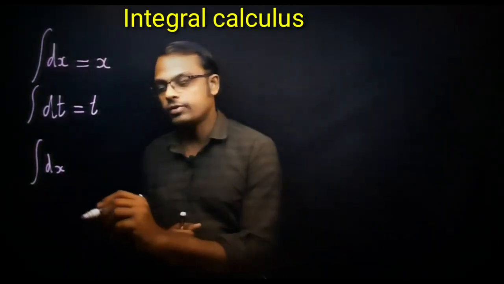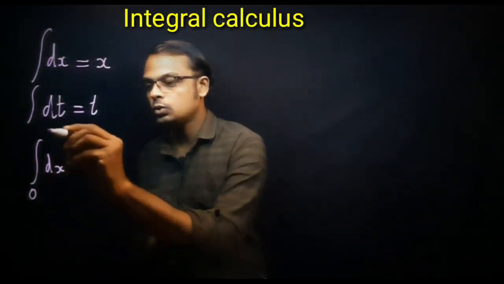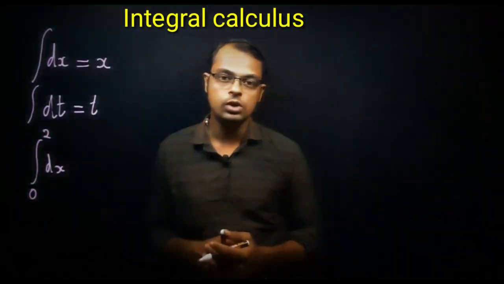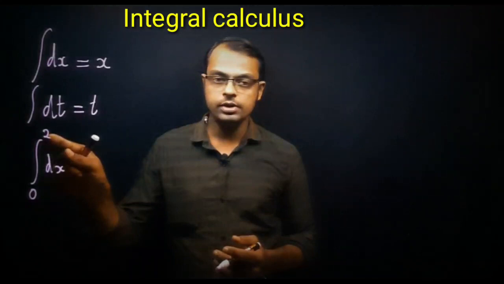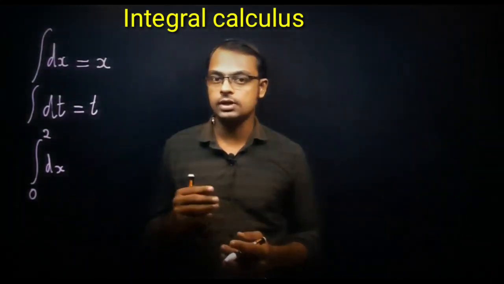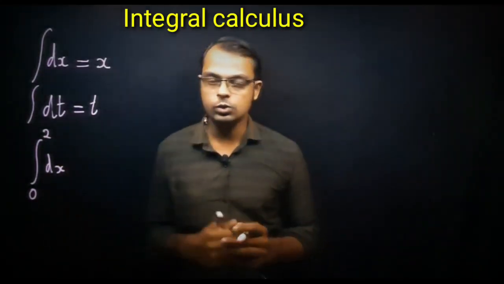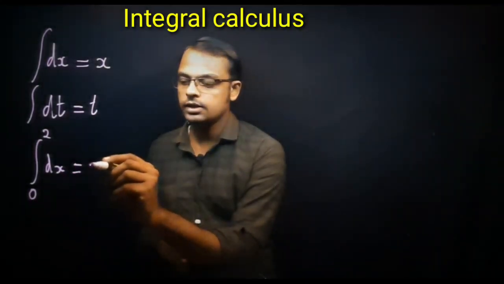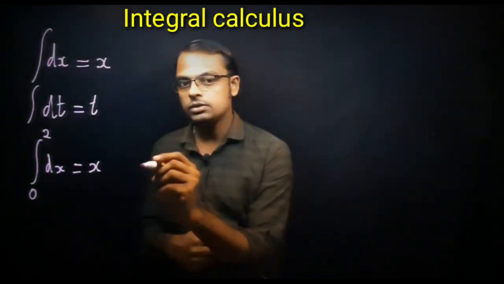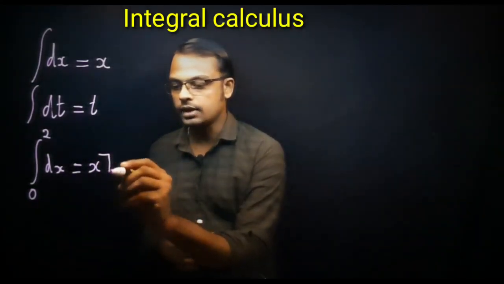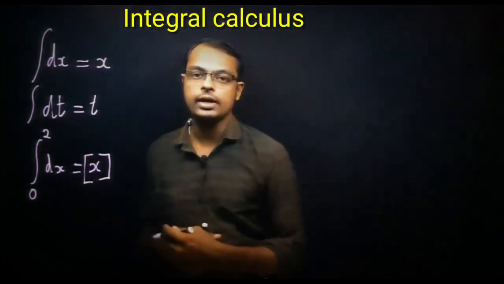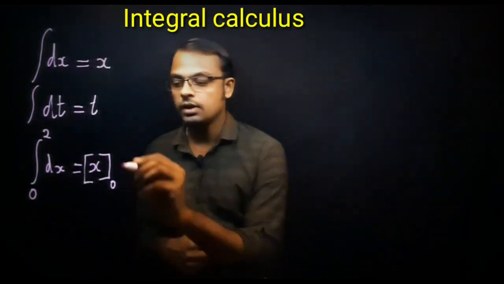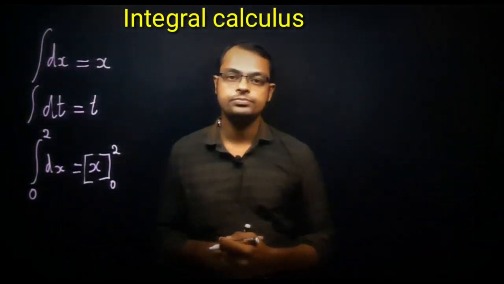Imagine it is varying from 0 to 2. That means the initial point is 0 and the final point is 2. Or lower limit is 0 and upper limit is what? 2. We have already explained the previous graph from A to B. Same way, integral 0 to 2 dx, what is integration of dx? That is equal to x. Here the limit you should apply, the answer should be written in a square bracket, and you have to write the limit here. 0 is the lower limit and 2 is the upper limit.